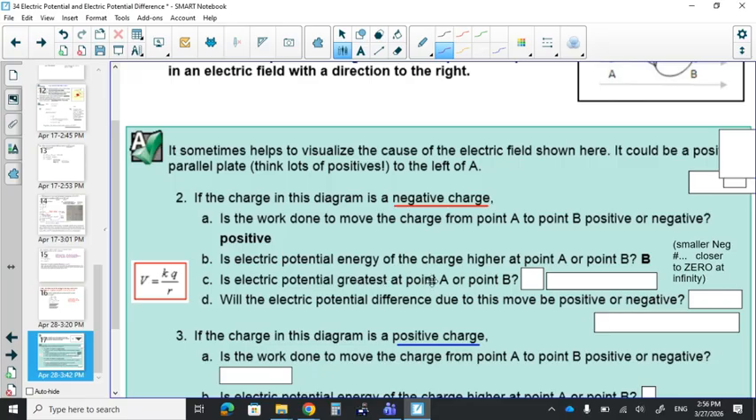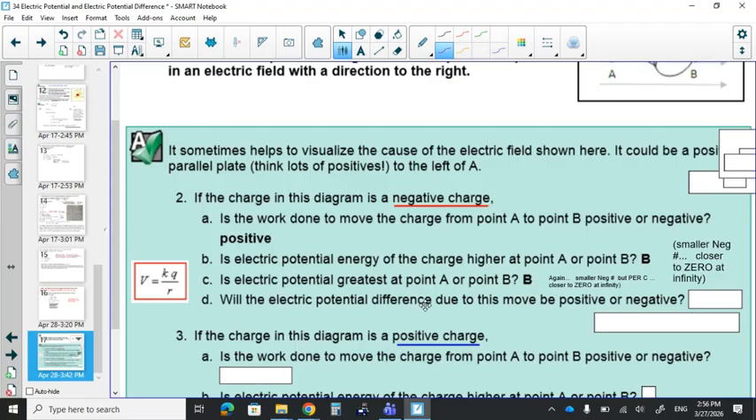Is electric potential greatest at point A or point B? Well, electric potential is just potential energy per charge, right? So if this one's the greatest, then clearly this one's going to be the greatest. It's just per charge now, right? So it's just now the smaller negative number per charge rather than just being the smaller negative number. Right, closer to 0 at infinity if you pushed all the way to there.